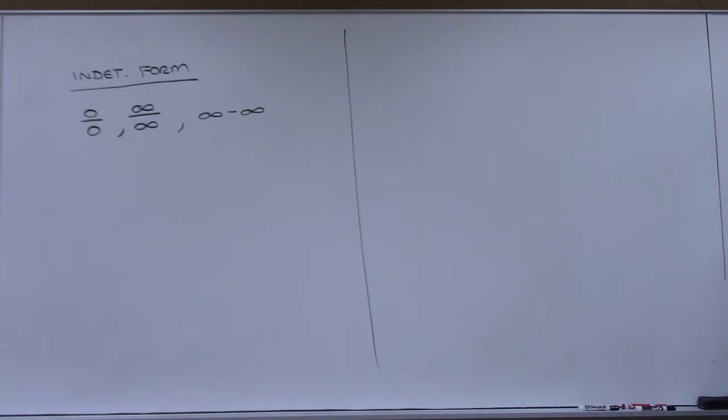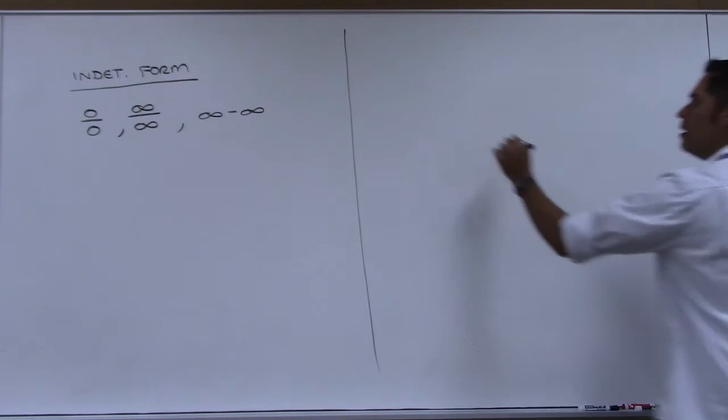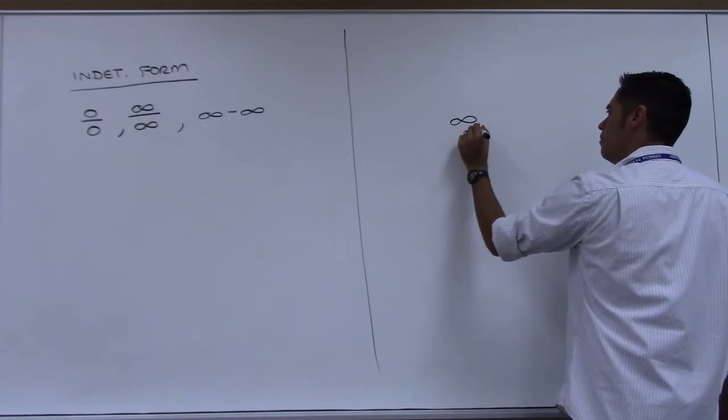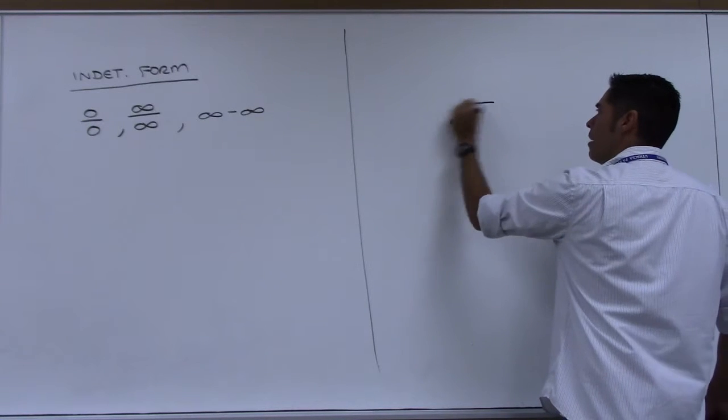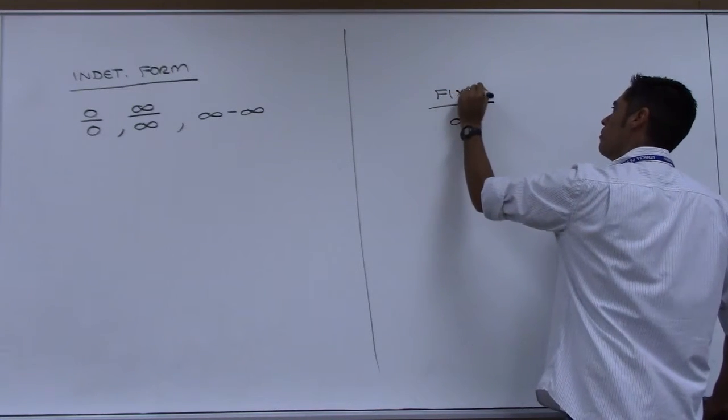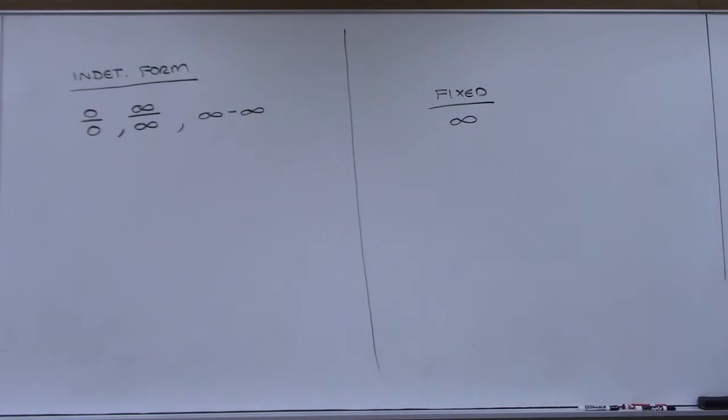Can't really think of anything else? How about this? How about infinity? How about fixed over infinity? That's 0, isn't it? That's not indeterminate. We know that that's going to 0, right? So that's not on our list of indeterminate forms.